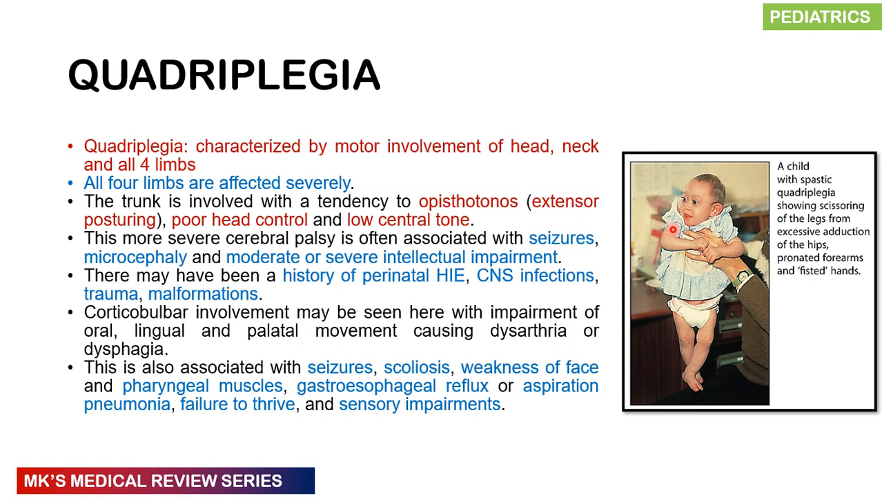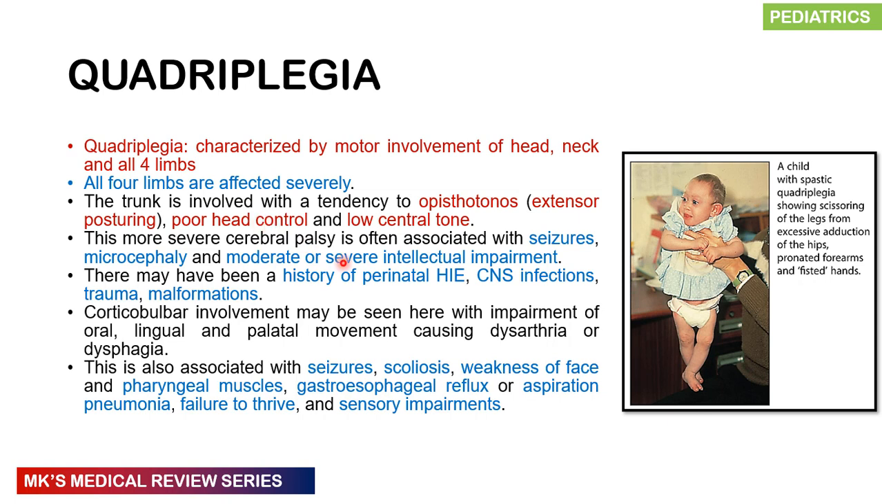So this tends to affect the motor involvement of the head, the neck, and all four limbs. It's all four limbs that are affected severely. Sometimes they may have this opisthotonus, which is like this arching of the back. If you've ever seen an exorcism and you see that the back is arched like that, that's what we call opisthotonus. So there's this extensor posturing. They have poor head control. They have low central tone.